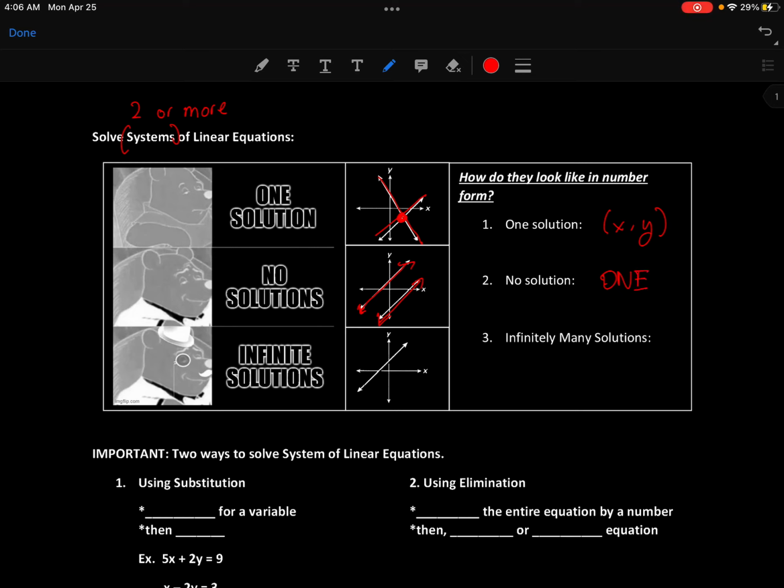Infinite solutions is when the two lines are right on top of each other. So infinitely many solutions, it's like x comma y, and any variation of x comma y really is a solution. There's a bunch.